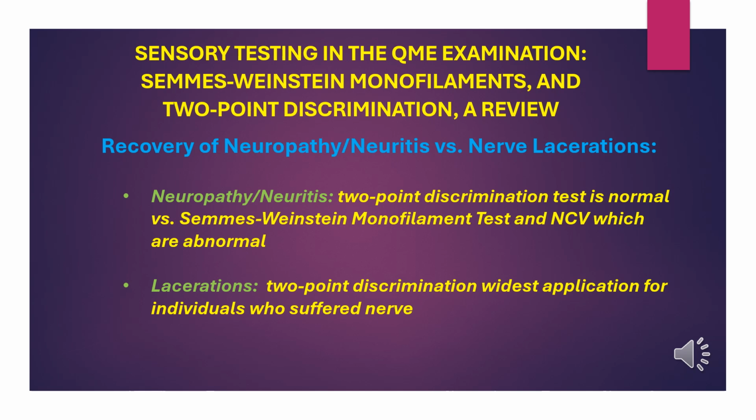For example, the patterns of nerve loss and recovery seen in neuropathy or neuritis from a disease or a nerve compression are different from those following nerve lacerations or cuts. Within the limits of the current instruments, the two-point discrimination tests have been normal, whereas both Semmes-Weinstein pressure aesthesiometer and nerve conduction studies have been abnormal in both clinical and induced neuropathies. Two-point discrimination does have the widest application for individuals who've sustained nerve lacerations.